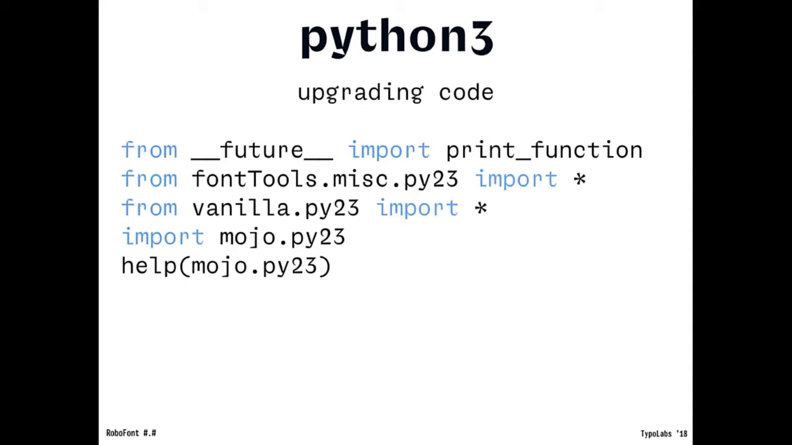FontTools has a really nice collection of tools also to make your code compatible in the two worlds. Vanilla is the package which is used to build interfaces with, and has some sort of support specifically for vanilla views and objects. The same thing for RoboFont in the Mojo module. If you want to know what's in there, just type help, and then provide it a module or a function, and it will print out the documentation related to that module or function, which is a cool thing.